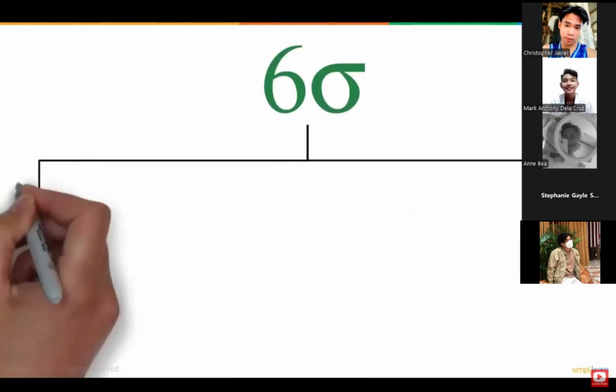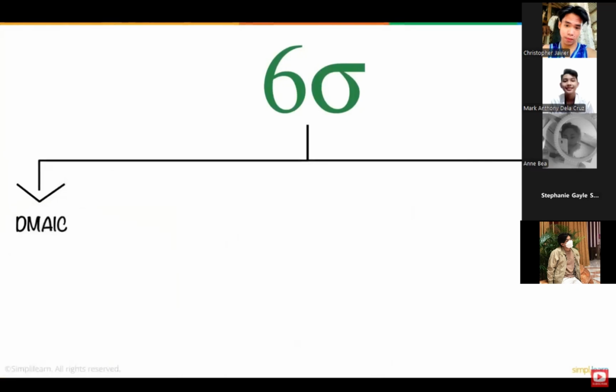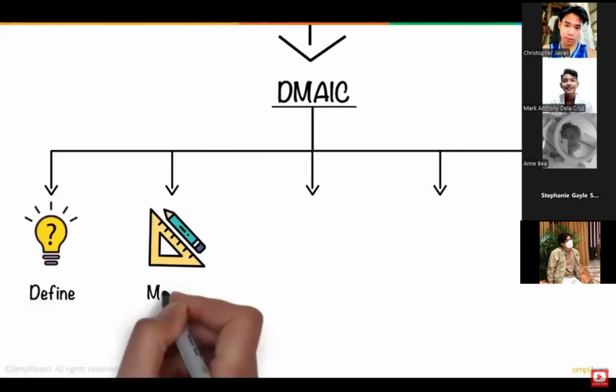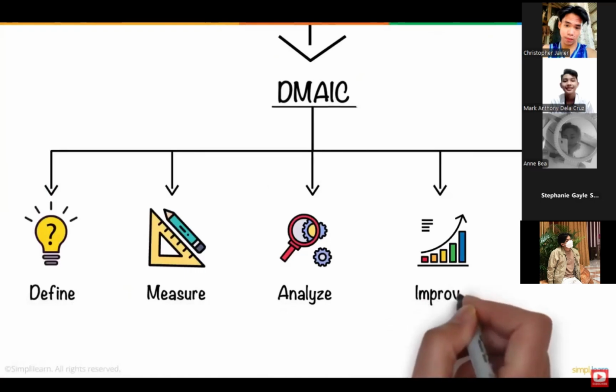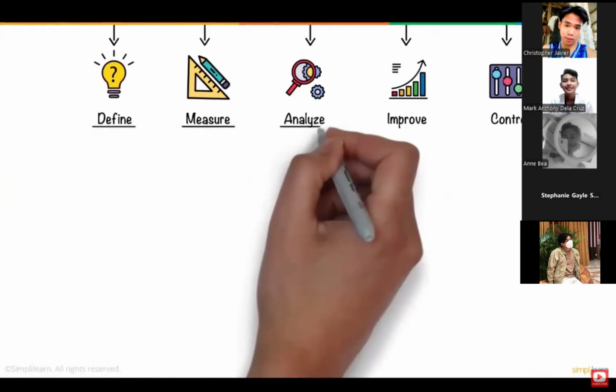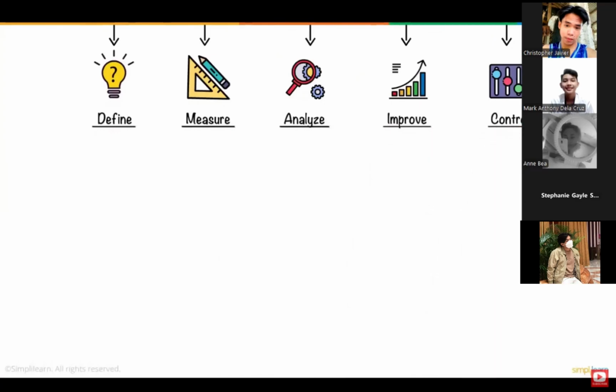Six Sigma has two major methodologies, DMAIC and DMADV. Let's look at the first methodology. DMAIC is an acronym for Define, Measure, Analyze, Improve, and Control. Let's have a look at each of these stages individually and how it relates to your earlier problem.